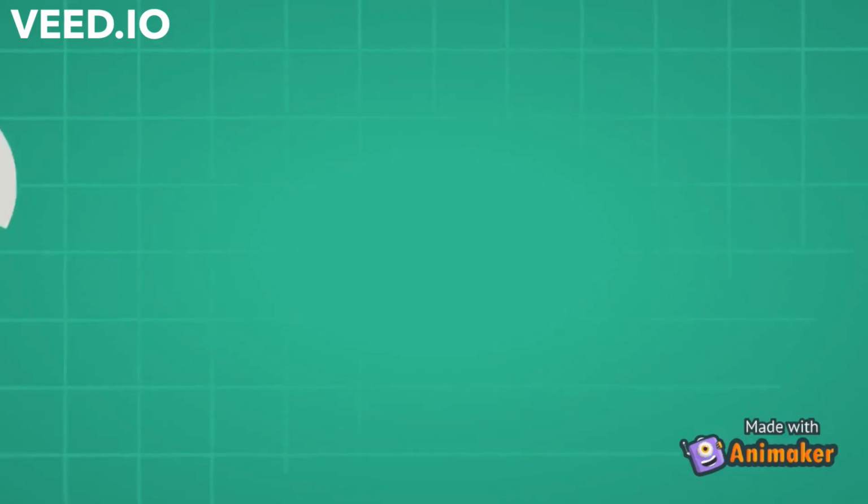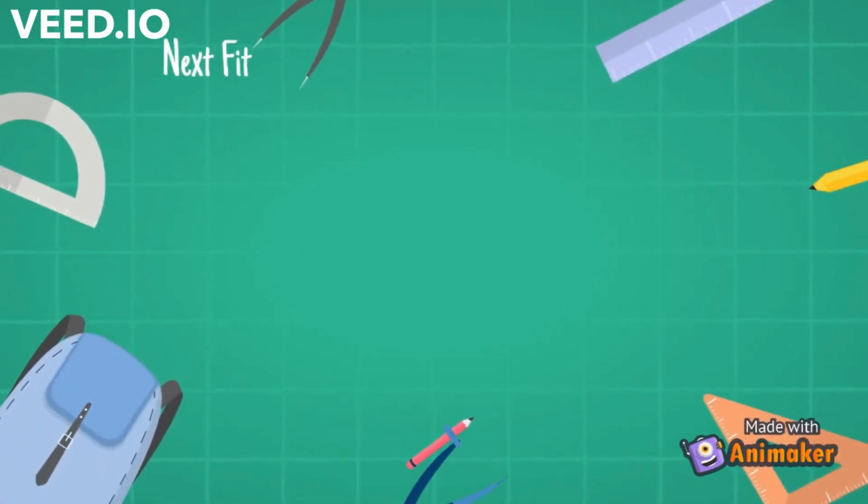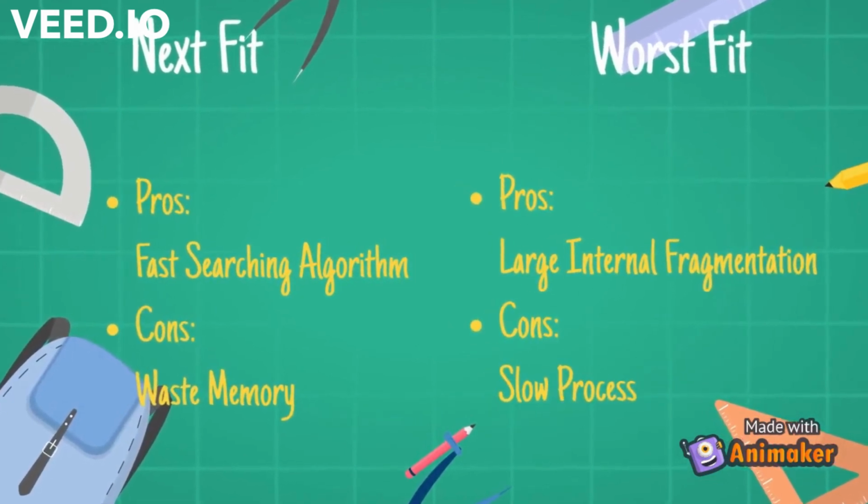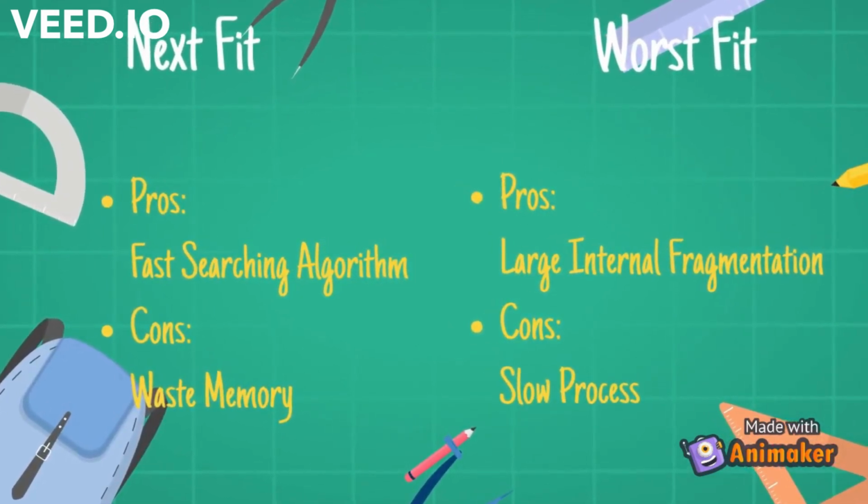To sum up, both NextFit and WorstFit have their pros and cons. In the case of NextFit, it's a fast searching algorithm, but it wastes memory. For WorstFit, it has large internal fragmentation, but it is a slow process.